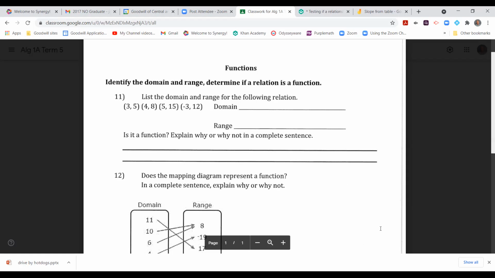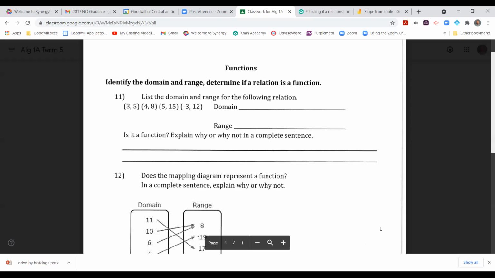Anybody know whether or not this is a function? We got one vote for yes. I'm in that category too, so it makes 2. Yeah. All right, Jaden thinks it's a function also.